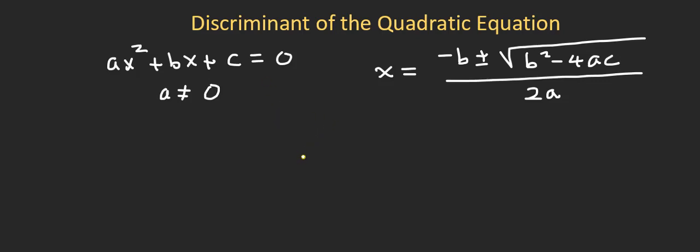In this video, we're going to talk about the discriminant of the quadratic equation. Recall the quadratic formula: x equals negative b plus or minus radical b squared minus 4ac all over 2a. Notice what's inside the radical. You have b squared minus 4ac. This is called the discriminant.